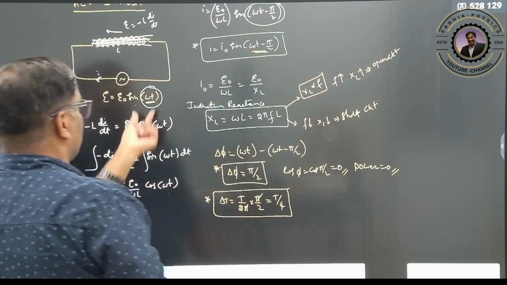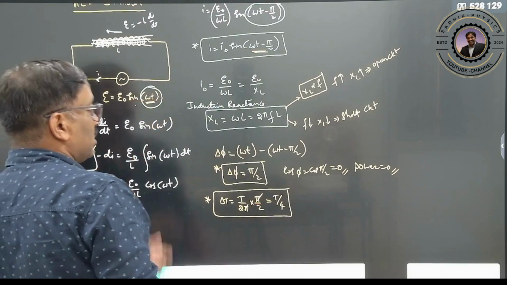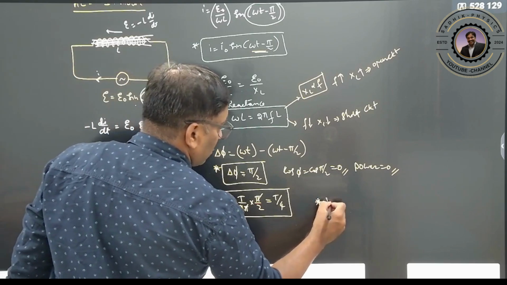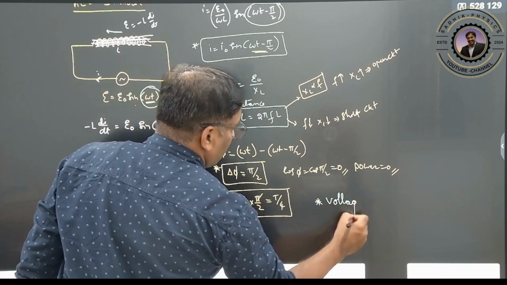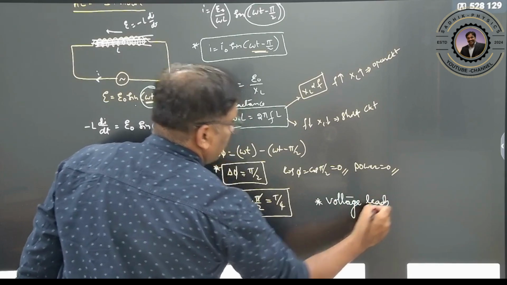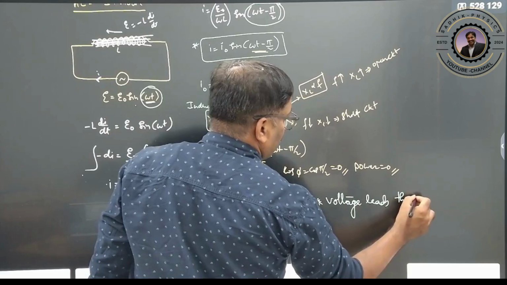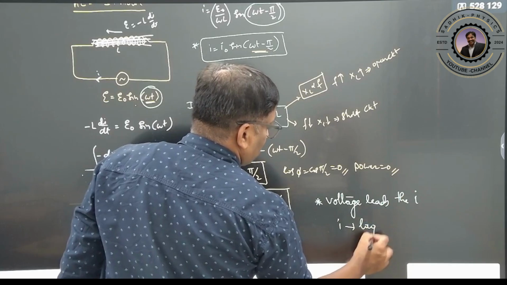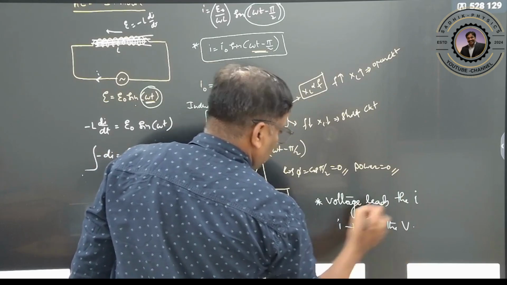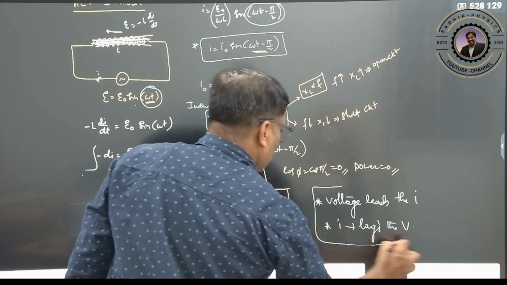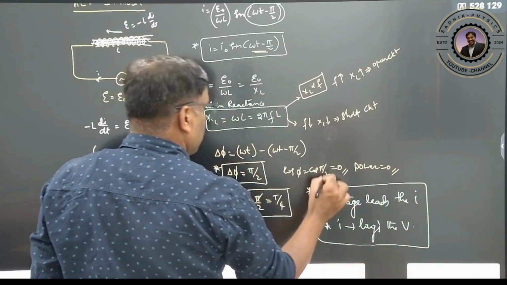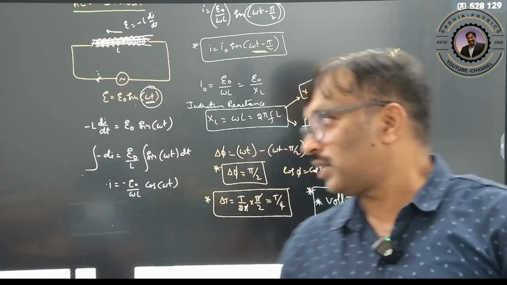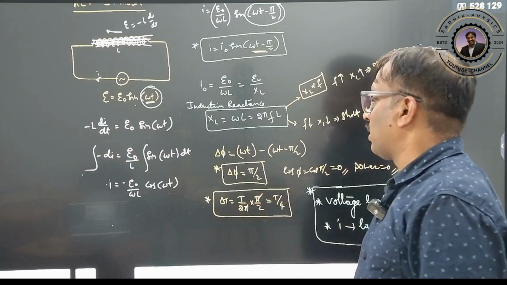That means voltage has the larger phase, therefore voltage leads the current, or the current lags the voltage. You understand, no? Therefore, which is leading now? Voltage is leading. Which is lagging? Current is lagging. Clear? So voltage leading and current lagging, you can rewrite it here.